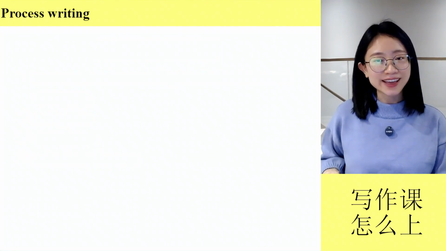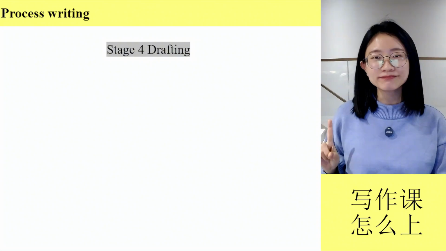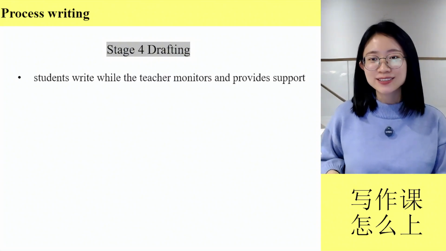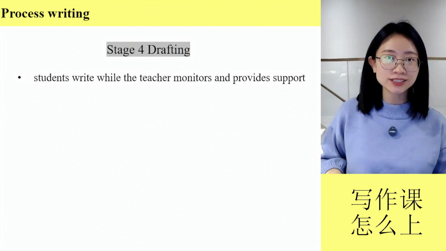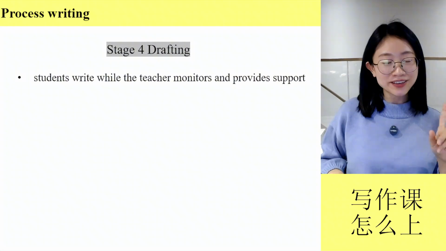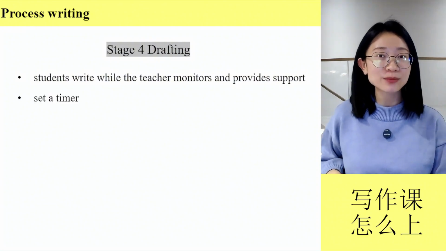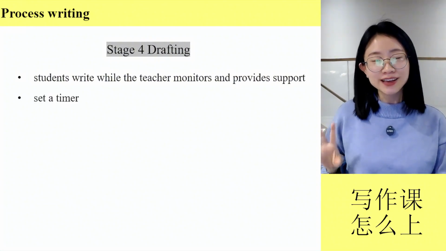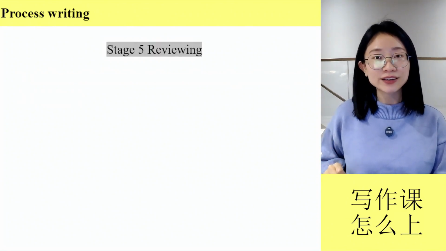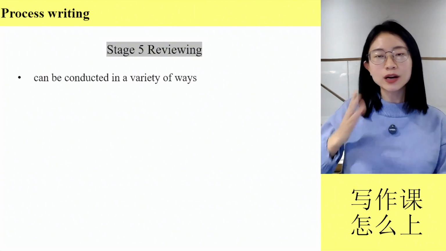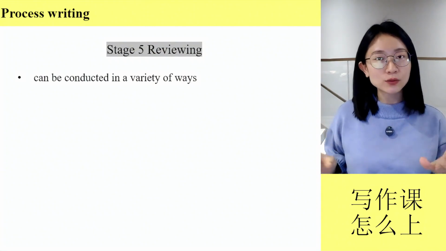And now let's have a look at stage 4. It's called drafting. So students write and the teacher monitors and provides support. Here again, try to set a timer for students. And after this part, we will do stage 5. It's called reviewing. Well, this part can be conducted in different ways as well.